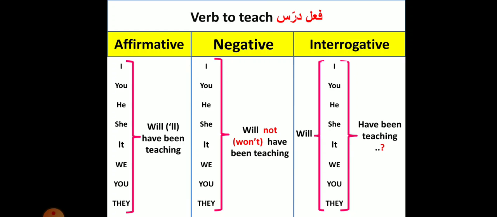For the interrogative form, we start the sentence with will. Will I have been teaching? Will you have been teaching? Will he have been teaching? Will she have been teaching? Will it have been teaching? Will we have been teaching? Will you have been teaching? Will they have been teaching? So the better we practice, the better we learn. Please practice and practice again.